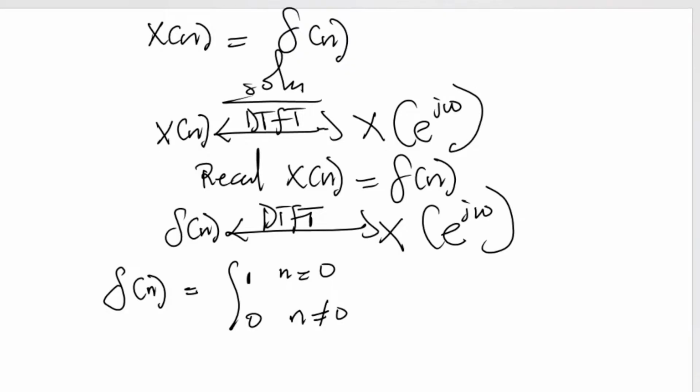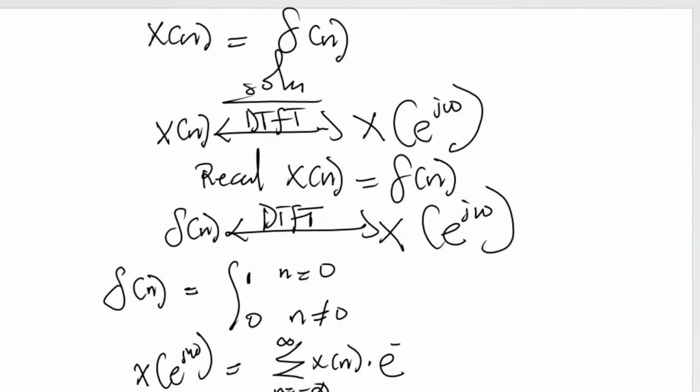Remember that the frequency domain is given as X of exponential jw, which is the sum over n from minus infinity to infinity, of x of n multiplied by exponential minus jwn. This is the formula for the frequency domain. But from this formula, we can see that we are talking about the frequency domain in terms of x of n.